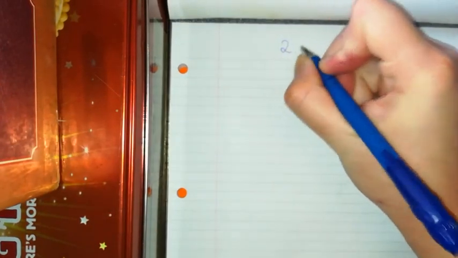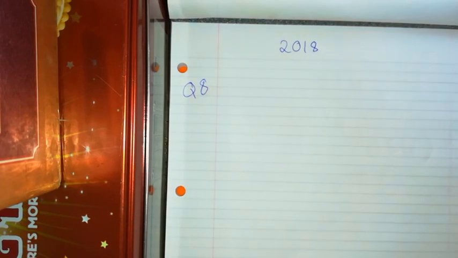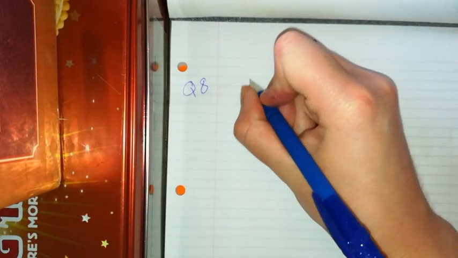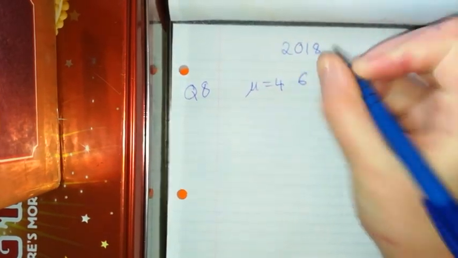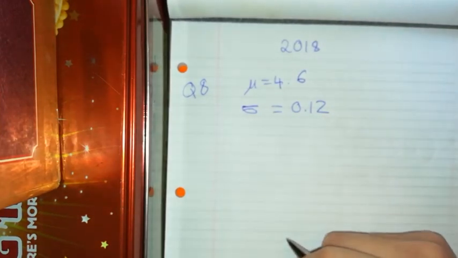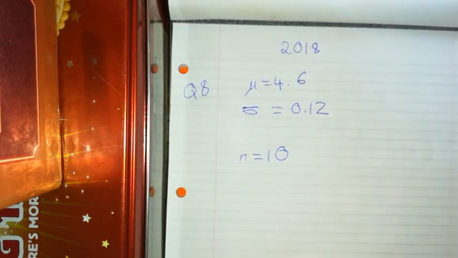So here we have the 2018, this is question 8, paper 2, Leaving Cert Higher Level. Firstly, Acme Confectionery launched a new bar called Chocolate Crunch. The weight of these bars are normally distributed, so they have a mean of 4.6 and a standard deviation of 0.12. And a sample of 10 bars is selected at random. So we have a sample of 10 and the weight of the sample is found.